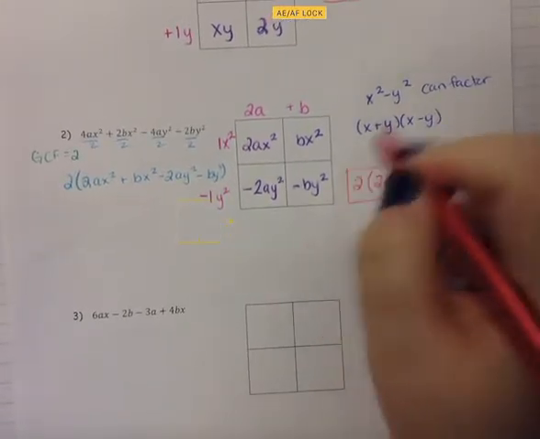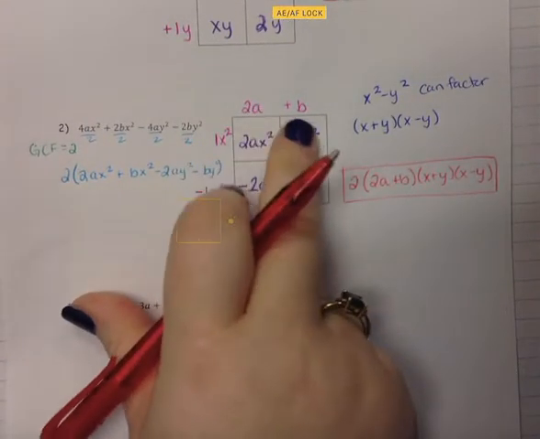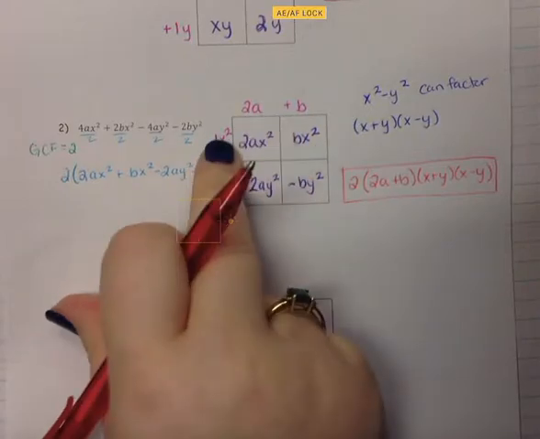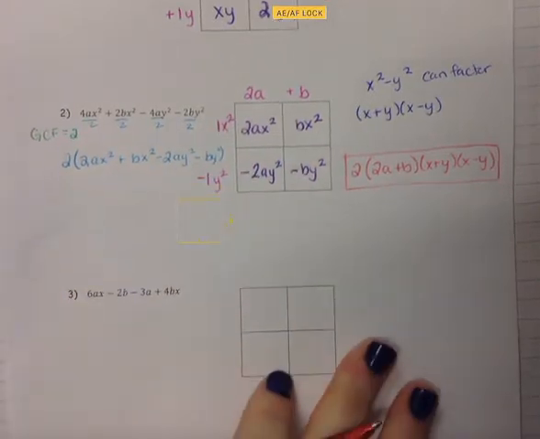So when you do grouping, you have to make sure that your factors cannot factor further. This one could, so just be very careful about that.